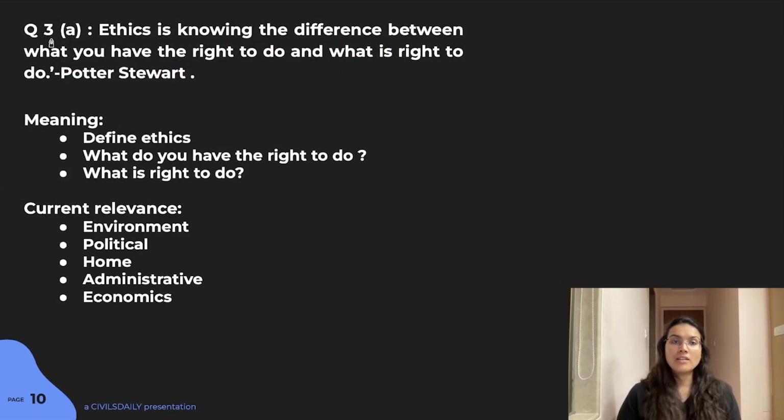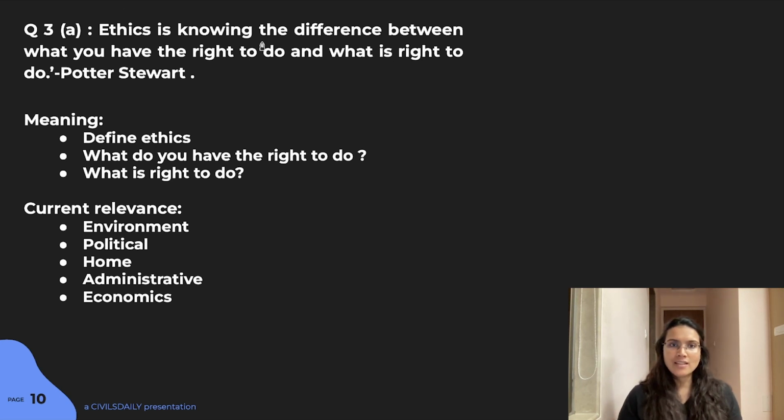Now, in the third question, we had the quotes that had come. Now, again, the quote questions were not very difficult, so I think it was not that hard to answer them. In a quote question, basically, I keep two formats. One format is where you highlight the meaning of the quote, you decipher various aspects of the quote, and the second part is where you talk about its current relevance, right? Or you show the application of that particular quote.